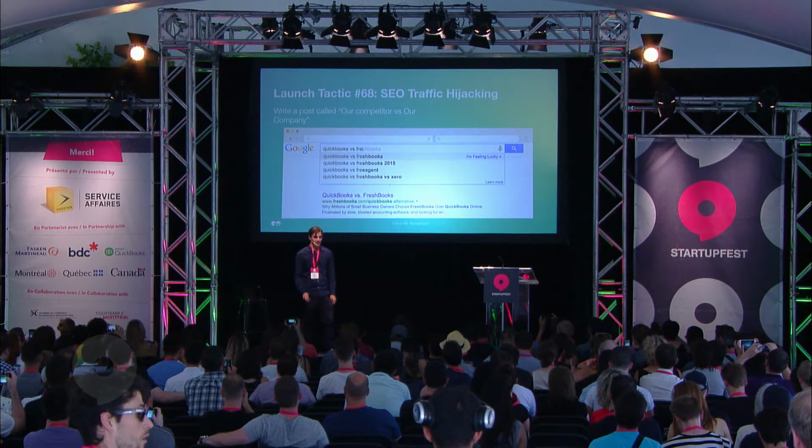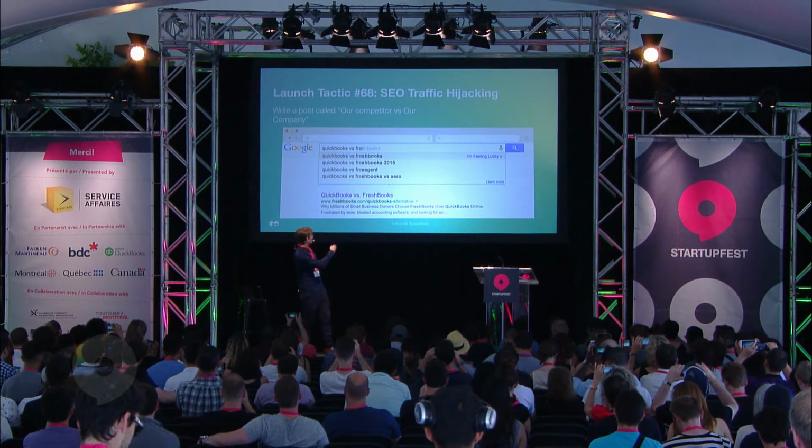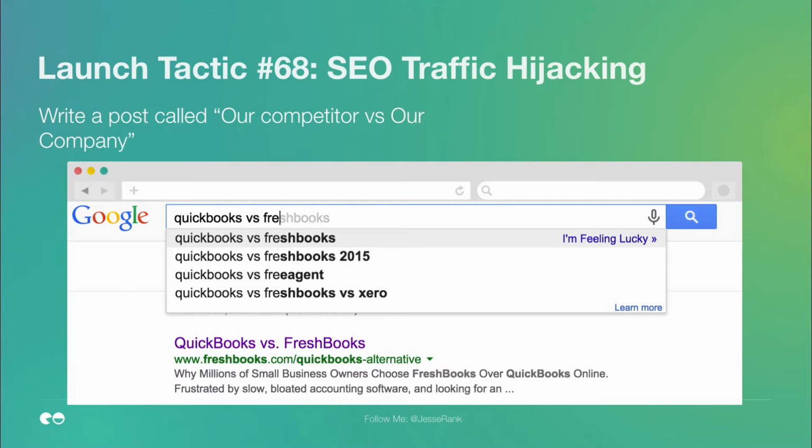Traffic hijacking. Let's say you're FreshBooks, a smaller competitor of QuickBooks. Write a post, QuickBooks versus FreshBooks, and suddenly when anybody types in QuickBooks, there's going to be a drop-down menu that says versus FreshBooks, and then all of those users are going to say, what's FreshBooks? And then they can read that article. You can siphon so many potential customers away from your competitor this way. Hopefully they don't do it to you. Somebody did it to us.